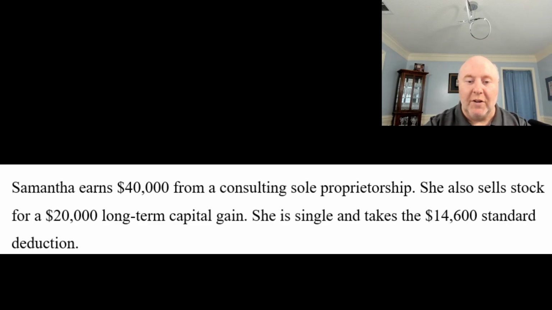So what we've got to do in this question is we've got to say, okay, so she earned $40,000. She's going to take her standard deduction of $14,600, and that's going to come out to $25,400. That's her modified taxable income.